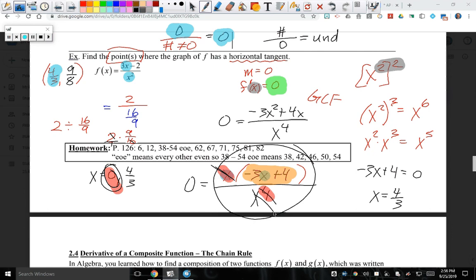Because an undefined slope can look like what? Vertical tangent. Yep. A removable discontinuity. What else can an undefined slope look like? A cusp. There's one more, guys. You can take it home. An endpoint. Cool? Alright, good stuff. Good stuff.